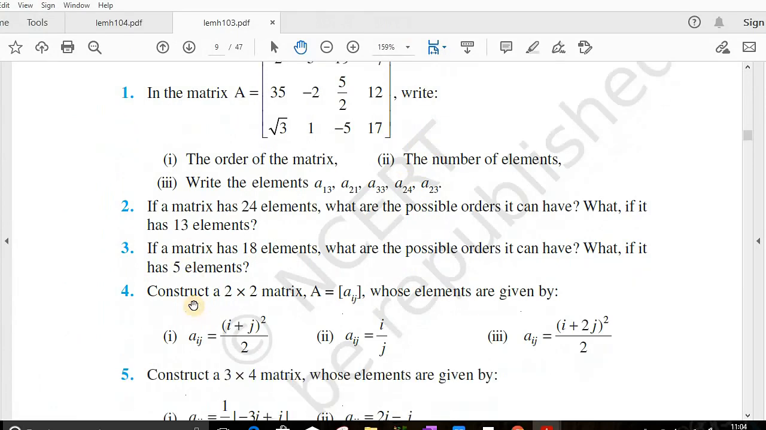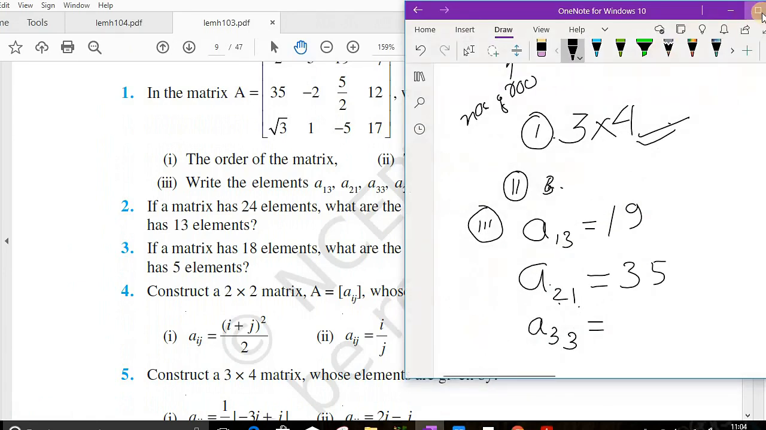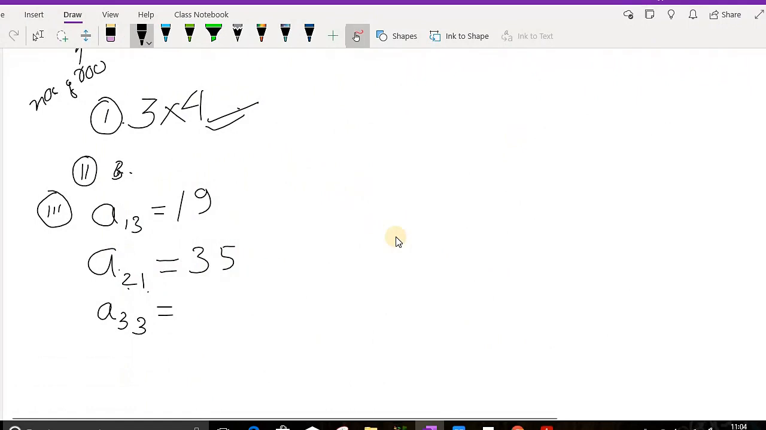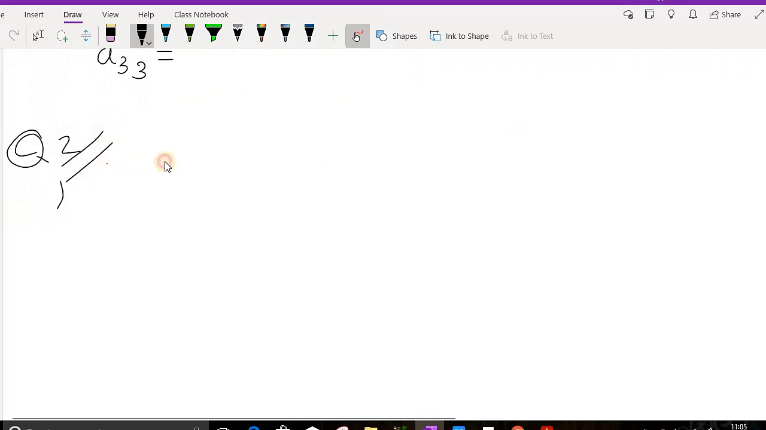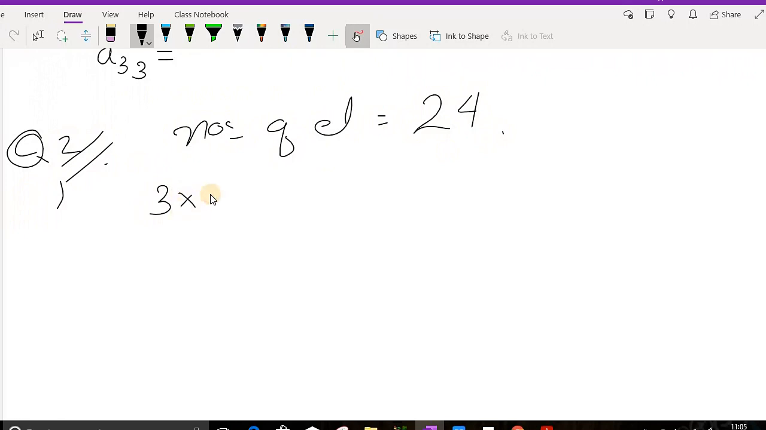Okay. Next. If a matrix has 24 elements, what are the possible orders it can have? What are the possible orders? Question number 2. Number of elements is, for example, 24, it's given. So you're saying the first order is 3 by 8. Okay, that's good. Anything else?